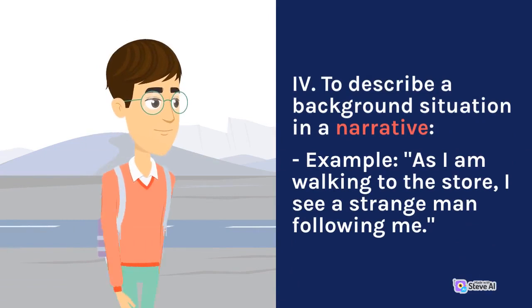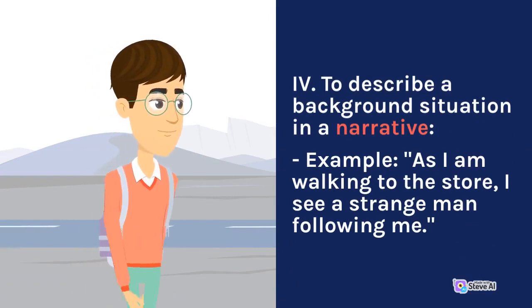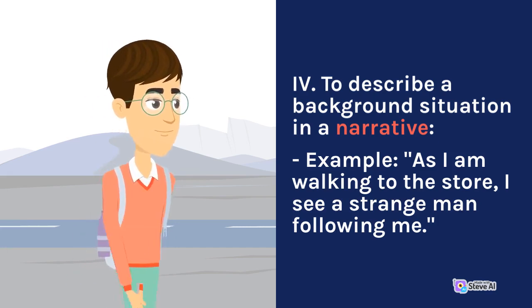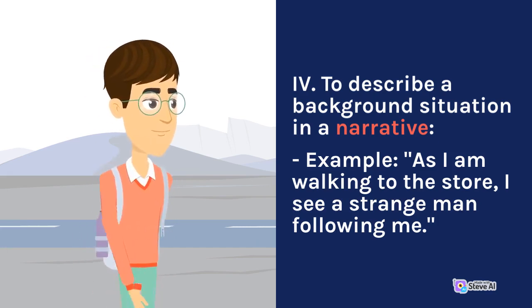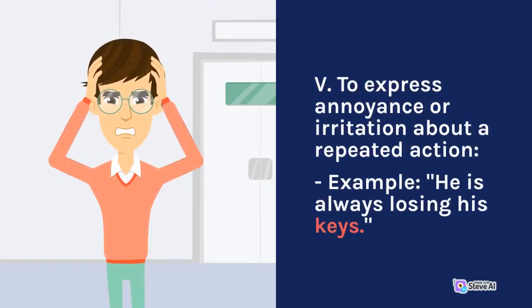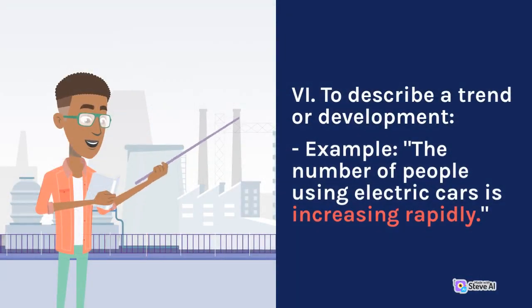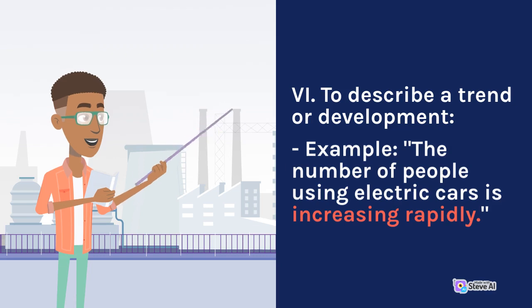4. To describe a background situation in a narrative. Example, as I am walking to the store, I see a strange man following me. 5. To express annoyance or irritation about a repeated action. Example, he is always losing his keys. 6. To describe a trend or development. Example, the number of people using electric cars is increasing rapidly.